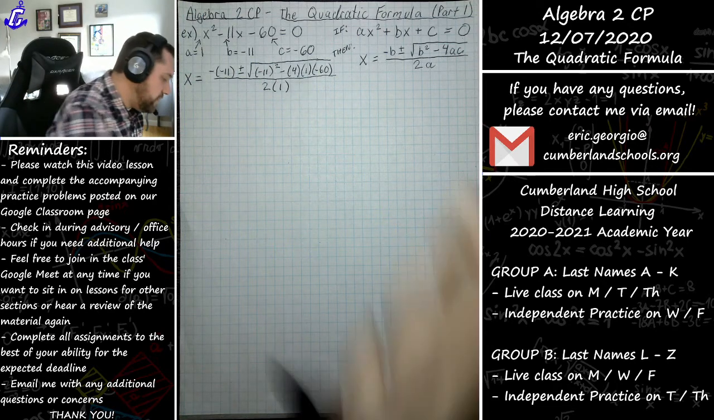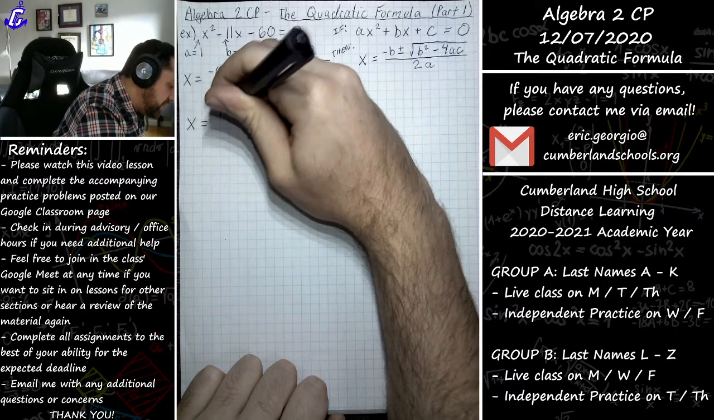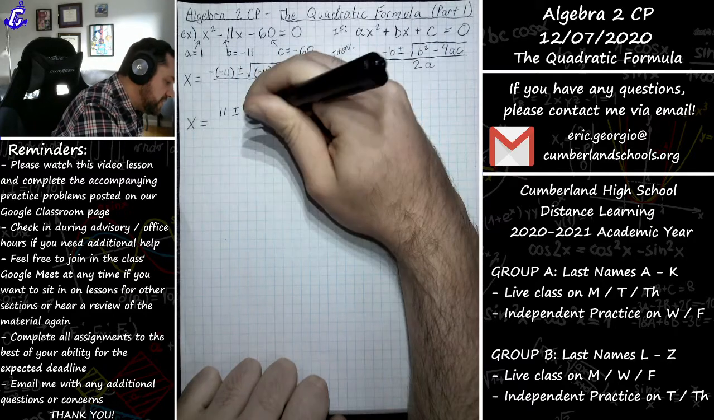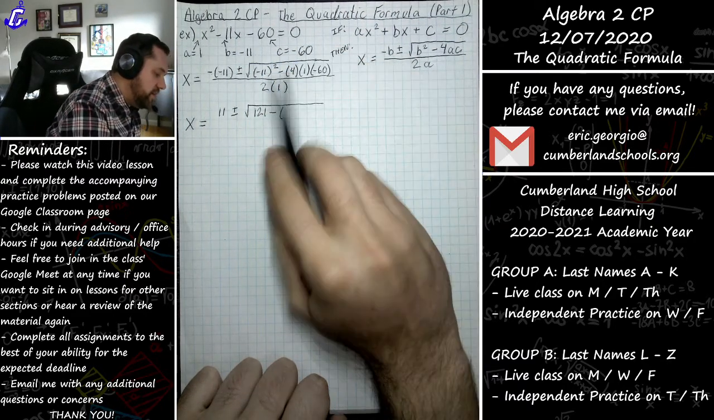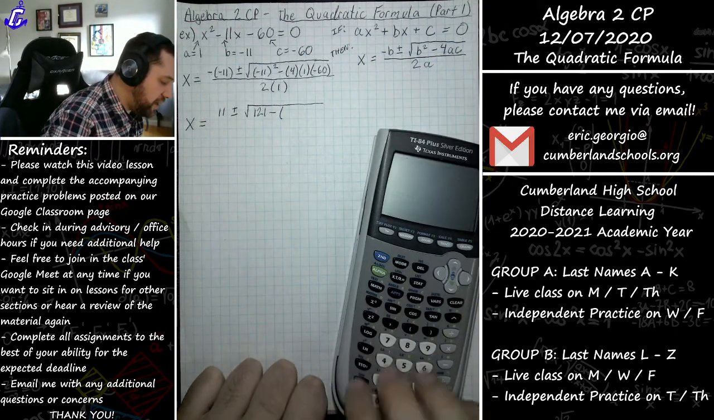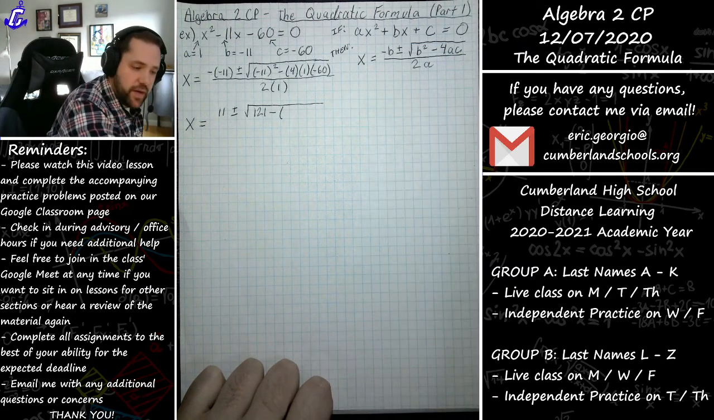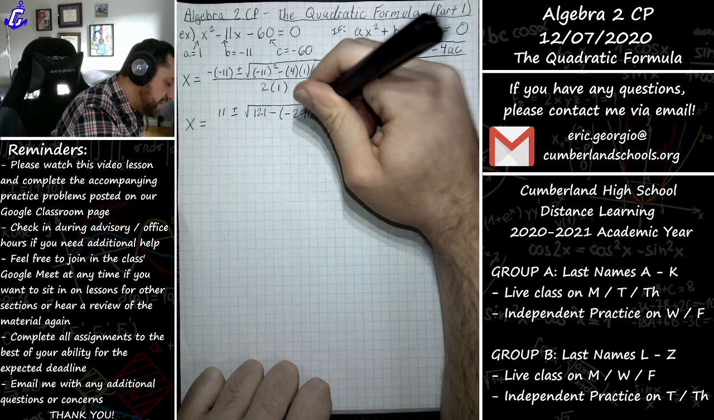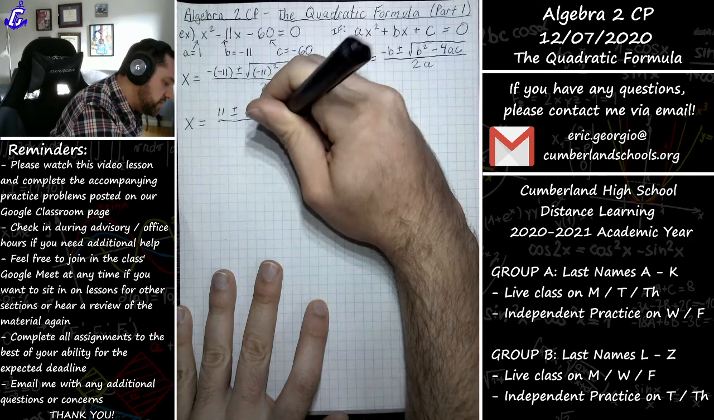All right, going forward, I would say x is equal to the opposite of negative 11, which is positive 11, plus or minus the square root of negative 11 squared, which is positive 121, minus this product here of 4 times 1 times negative 60. That's going to be what? Negative 240, I believe. It is negative 240. Very nice. So we get 121 minus negative 240, all divided by 2 times 1, which is 2.